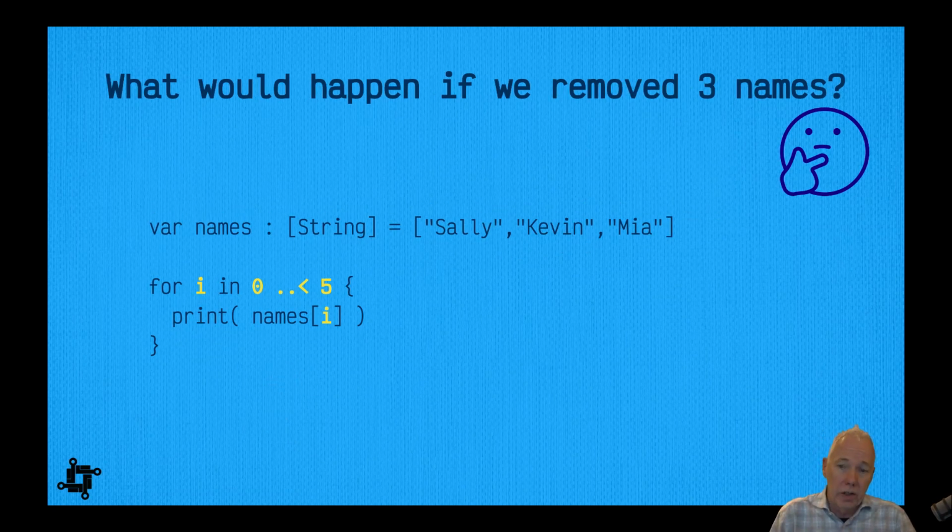Now, the other alternative is what if we shortened it? So now we're down to Sally, Kevin, and Mia. So we've only got 3 elements in the array. The count is 3, and we address them as 0, 1, and 2. And now this still says 5 here. So this is going to go 0, 1, 2, 3, 4. 3 and 4 are out here. They don't exist. So this is going to be a fatal error. This is not going to work. As this runs, as soon as it goes beyond the bounds of this array, it's going to throw an exception, an error condition, and the program is going to crash, if you will, and it's not going to work properly.